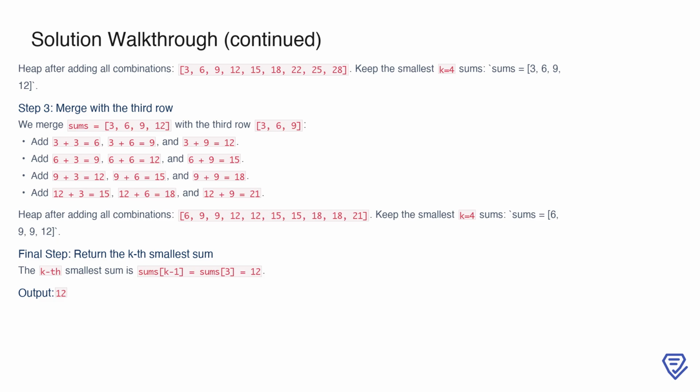After adding these combinations to the heap, we limit it to the smallest k equals 4 sums. The heap now contains 6, 9, 9, 12, 12, 15, 15, 18, 18, 21, and we retain sums equals [6, 9, 9, 12]. Finally, the kth smallest sum is sums[k-1], which is sums[3] equals 12. Therefore, the output is 12.